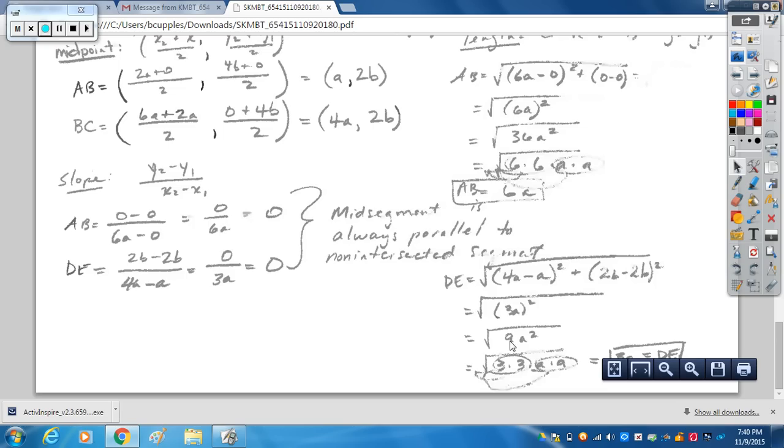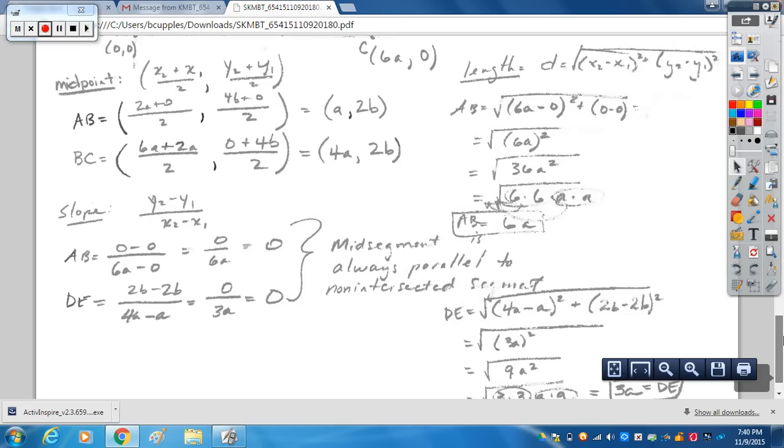Now, if I simplify 9 to be just 3 times 3 and a squared to be a times a, the square root of 3 times 3 is just 3. Remember, a duplicate comes out just as 1. A times a comes out just as a, and so the length of DE is actually just 3a that you see down there. Now, if AC is 6a and DE is 3a, how many times larger is AC than DE? It's going to be twice as much.